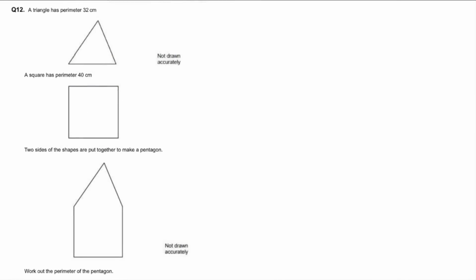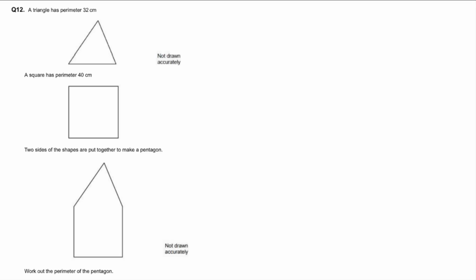Question 12. A triangle has perimeter 32 centimeters. A square has perimeter 40 centimeters. Two sides of the shapes are put together to make a pentagon. Work out the perimeter of the pentagon. Okay. Right, now I'm going to start with the square because the square I know everything about, don't I?